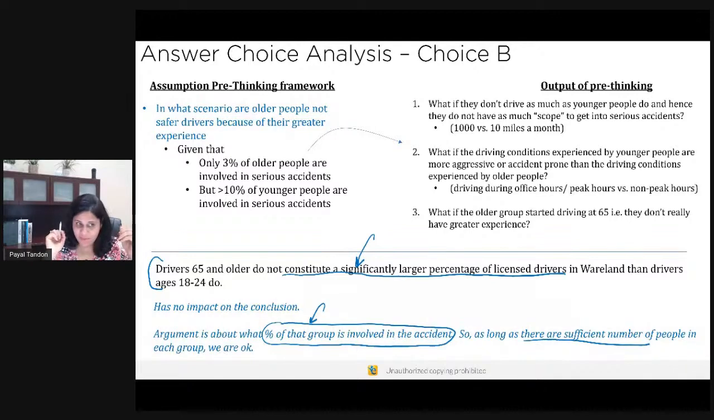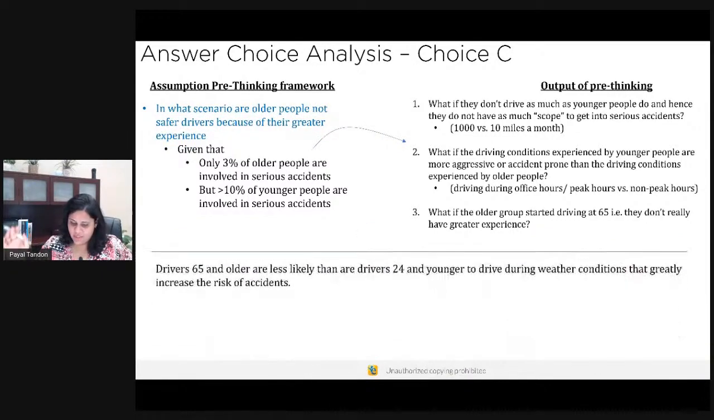Oishik, it's not opposite. This choice has no impact on the conclusion whatsoever. Okay, and what I want you to do is, after this session, take some time, just take a couple of numbers, assume an 80%, 20% case. Okay, flip that, and then you'll see that really it doesn't matter what percentage of drivers 65 or older exists. Okay, all right, let's look at choice C.